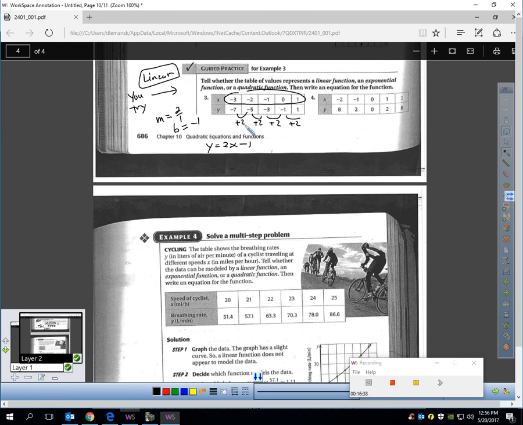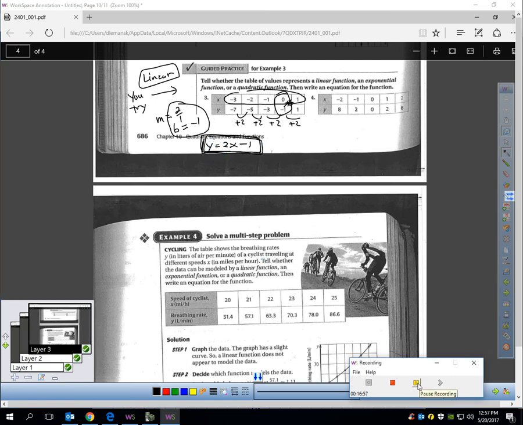Now, my slope is up 2 over 1, and my y-intercept is right here. I'm starring it. It's negative 1, so there's my slope, 2. My y-intercept's negative 1, so there's my rule: y equals 2x minus 1.